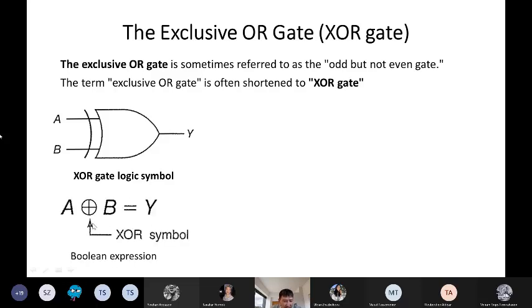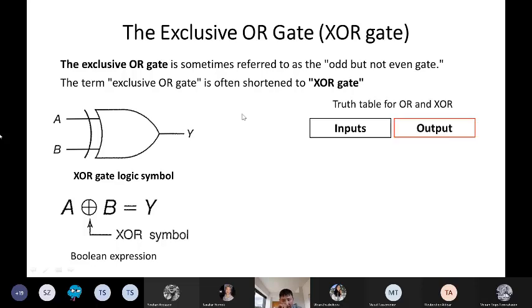So it is a Boolean expression. Actually we have this plus that represents OR, but it is circled. So please, this thing you should memorize, the symbol of the XOR gate and its Boolean expression. Okay, so let's look at the truth table.